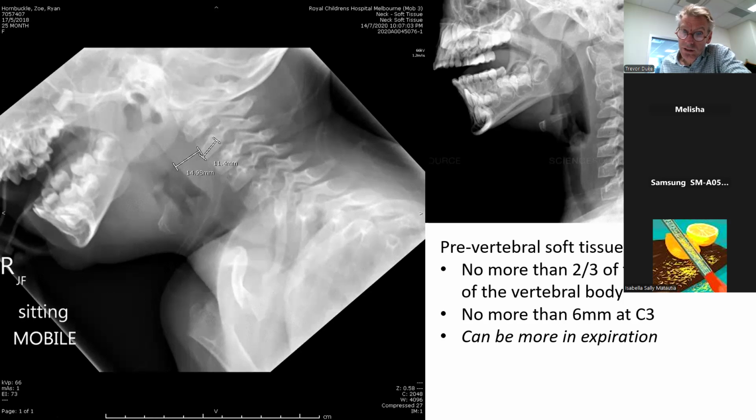So, as I said, the prevertebral soft tissue shadow should be no more than about two-thirds of the vertebral body. So here it's more than the entire vertebral body, and it's said that at C3 it should be no more than 6 millimeters, and it's way more than 6 millimeters, 15 millimeters. If the child's in expiration, it can be a bit more because all the tissues are a bit compressed. But what you can see here is clearly abnormal. So this boy had both epiglottitis, a swollen epiglottis, and a retropharyngeal abscess.